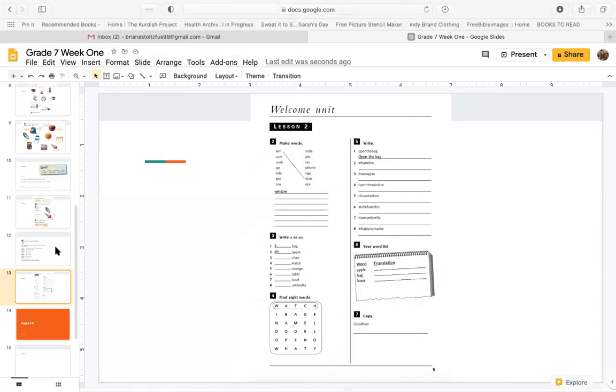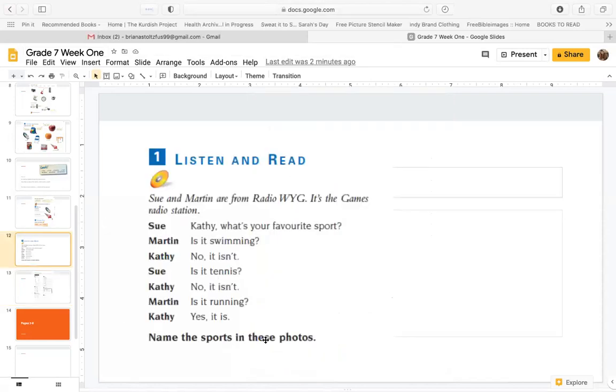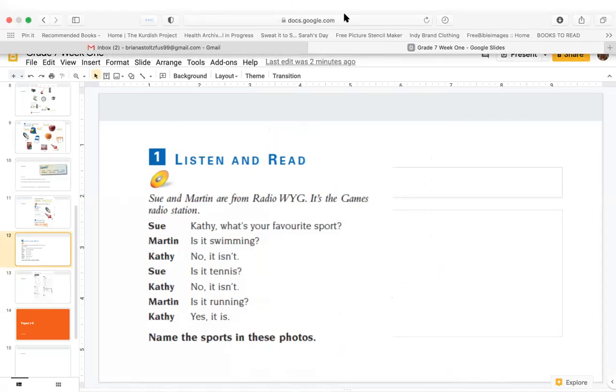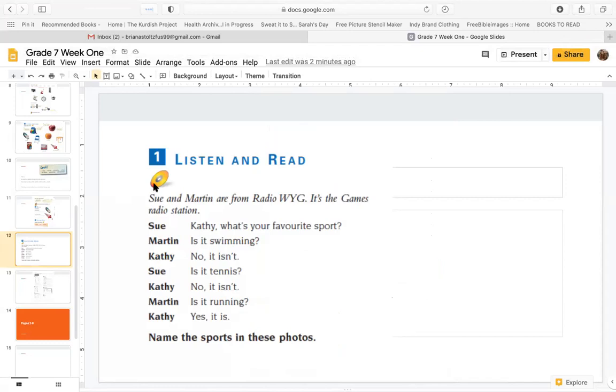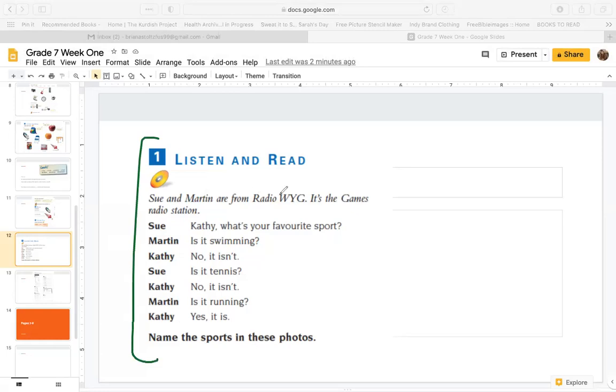Before we finish, this is a conversation from page 12. We will get to this later next week. But let's read it one time today, and you can practice it. In class, we will perform it for everybody.